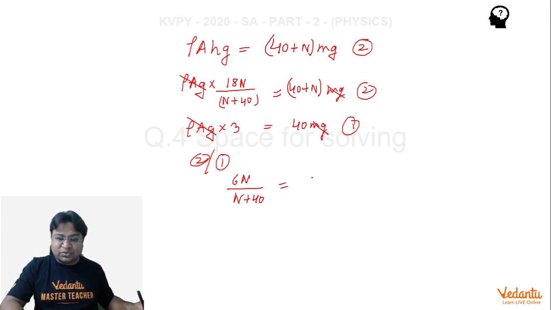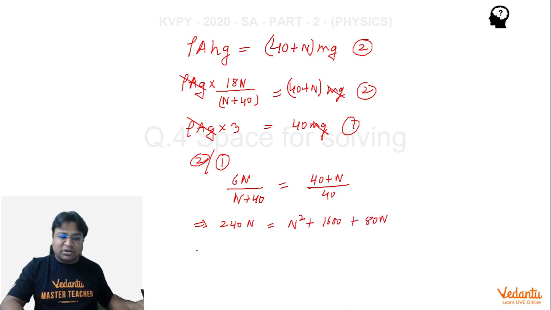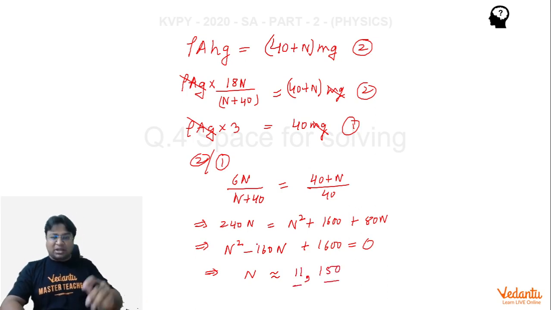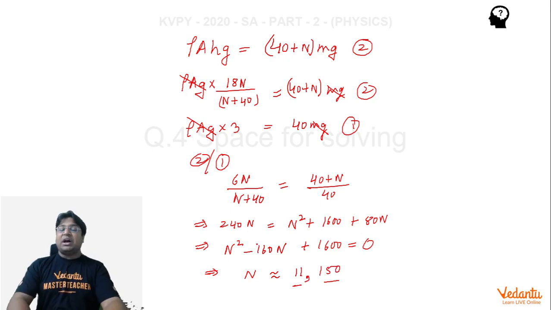This is equal to 40 plus n divided by 40, which can be written as 240n is equal to n plus 40 whole square. That would be n square plus 1600 plus 80n. So ultimately we are left with n square minus 160n plus 1600 is equal to 0. On solving this, we will get two values of n. One would be approximately 11 and the other would be close to 150. I solved this equation earlier, so I remember the answer.